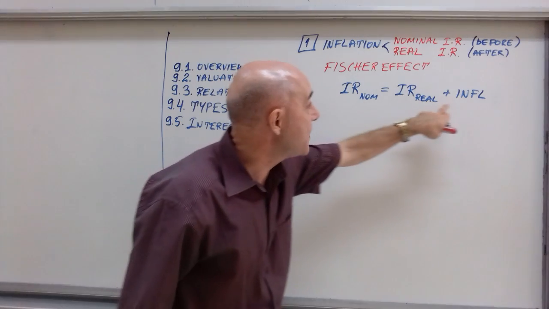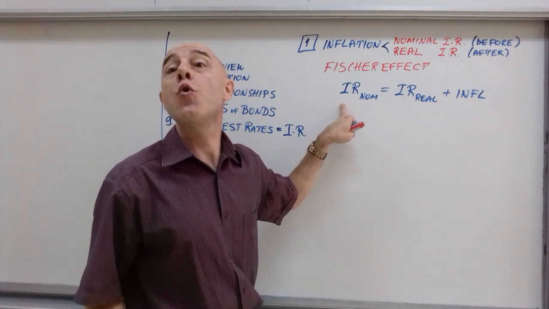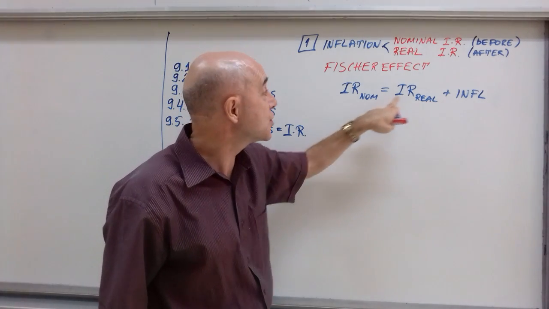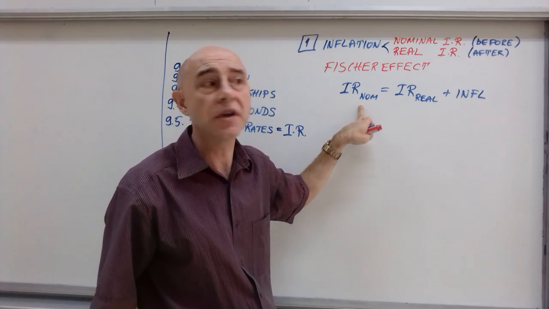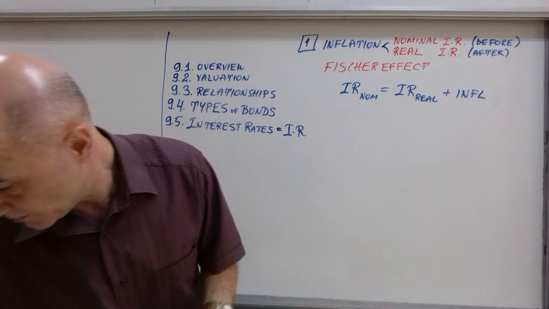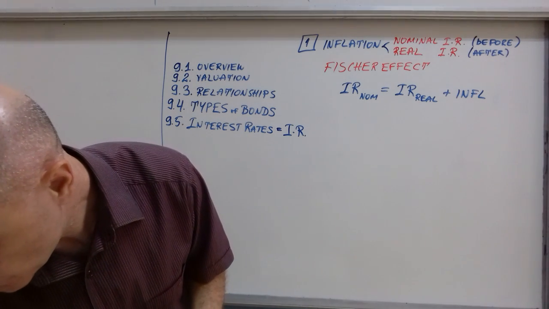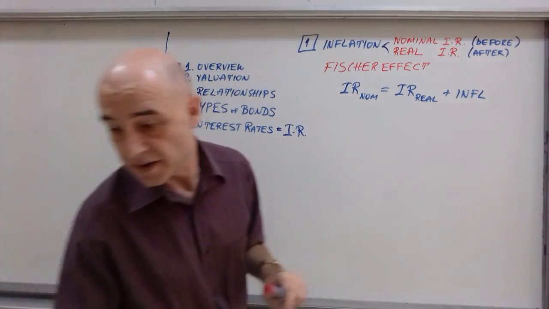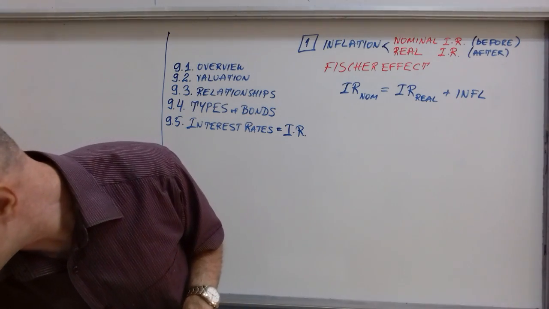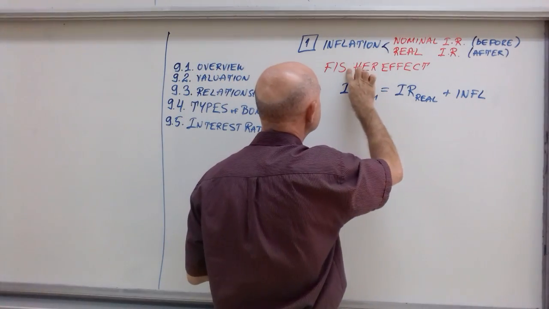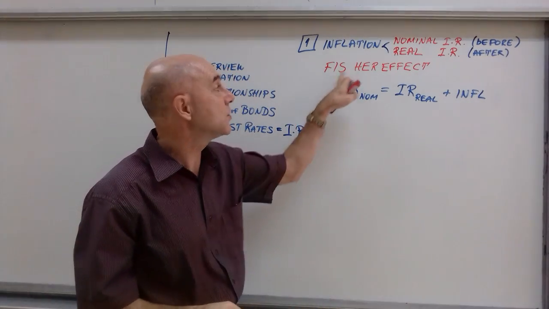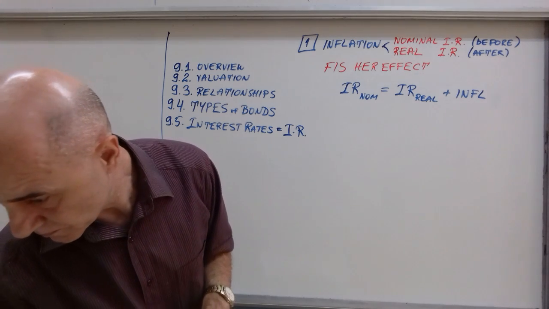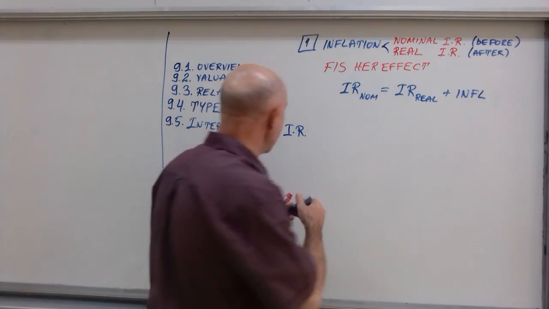And this becomes, respectively, the Fisher equation. This is the simplified version of the Fisher equation. For small real and nominal rates, it's usually good and correct. Well, how do they spell it? Without C. Yes, they spell it without C. Fisher, spelled without C. All right.